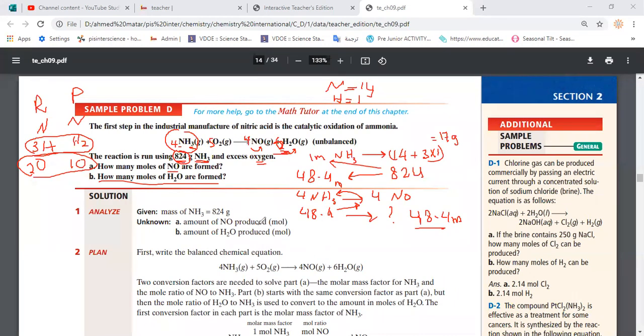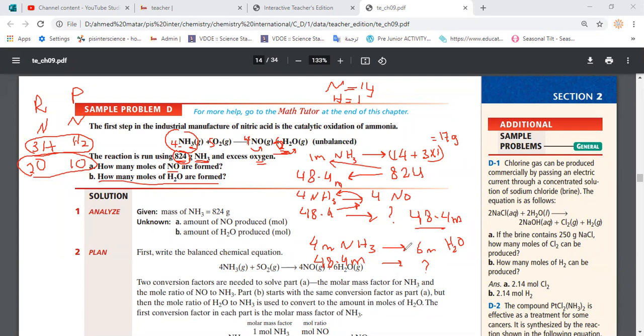48.4. Good. So back to the equation. The 4 moles of ammonia produce how many moles of water? 6. Good. 4 moles of ammonia produce 6 moles of water. So regarding this, the 824 grams actually represent 48.4 moles. So how many moles of water are going to be produced?